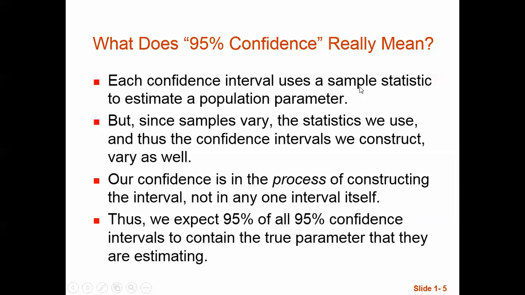Every confidence interval uses a sample statistic to estimate the population parameter, and that's what we call the point estimate. Each sample that we take is going to give us a different estimate of the population parameter, in other words, another statistic or point estimate. So the confidence that we talk about is in the process of constructing the interval, not in any one interval itself. So we expect 95% of all 95% confidence intervals to contain the true parameter that we're estimating.